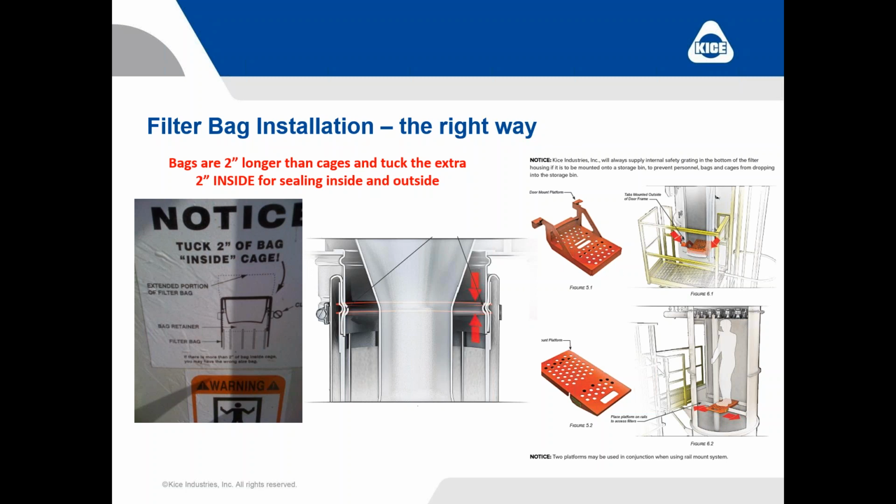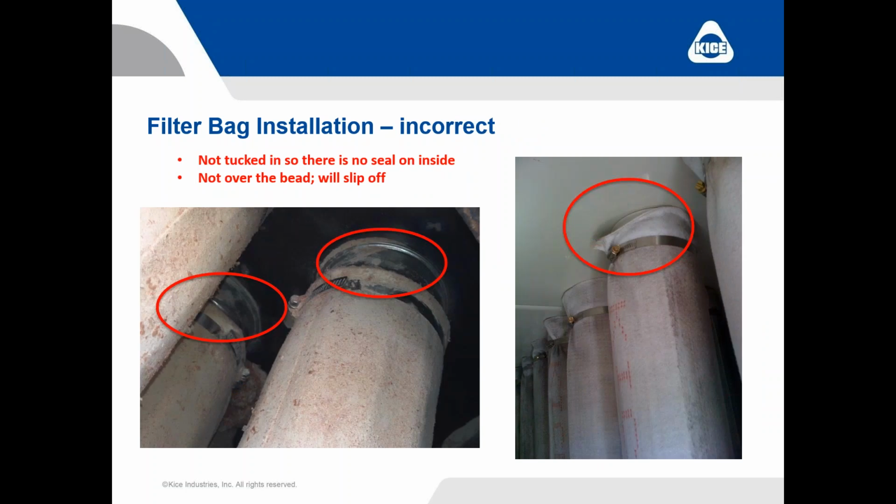So again, proper filter installation is important. Here are a couple photos of things we've probably all seen. On the left, that filter cage isn't even pushed up over the bead on that collar. So it's not but a matter of time until that filter cage falls off. Most baghouses have an airlock on the bottom of the hopper, and I think we can all imagine what's going to happen when that wire filter cage falls into that airlock. Not good.